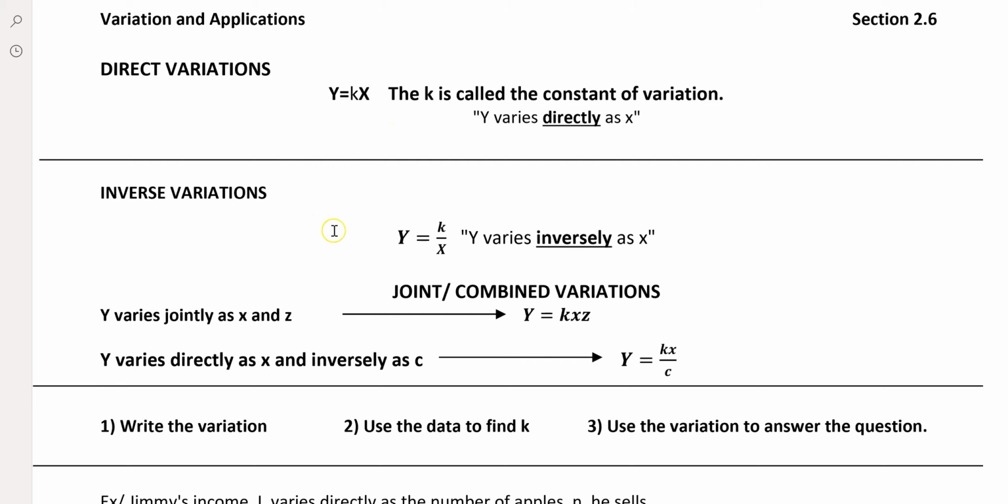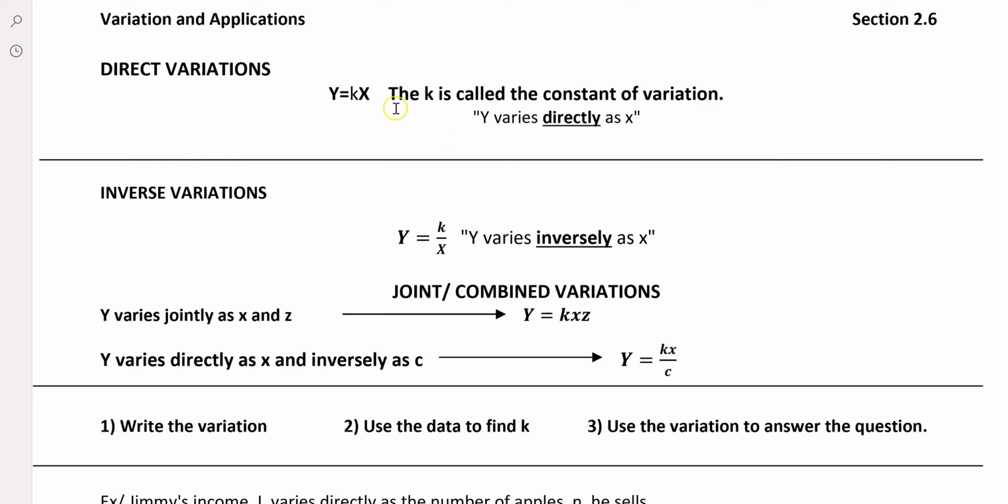Inverse variations happen inversely, and what that means is as one goes up, the other goes down, and as one goes down, the other goes up. So like your speed, if you increase your speed, the time it takes you to get somewhere will decrease. Those are inverse variations, right?